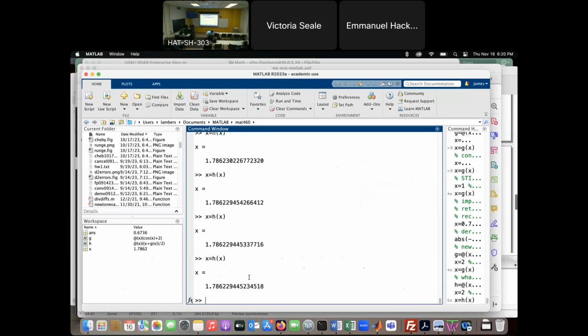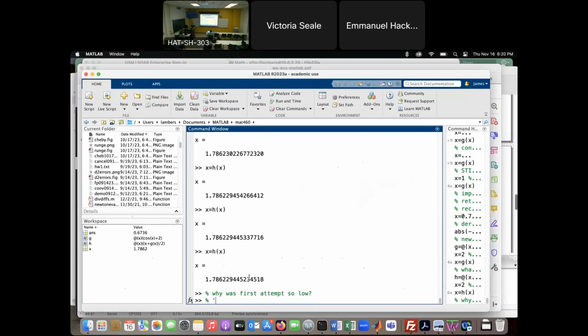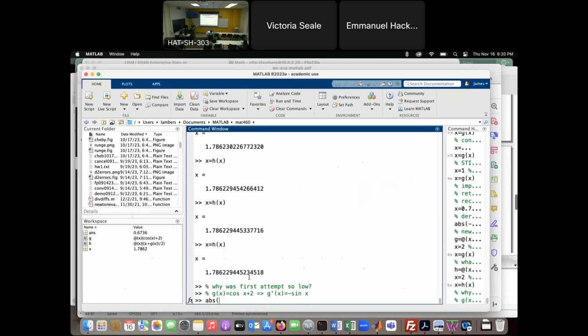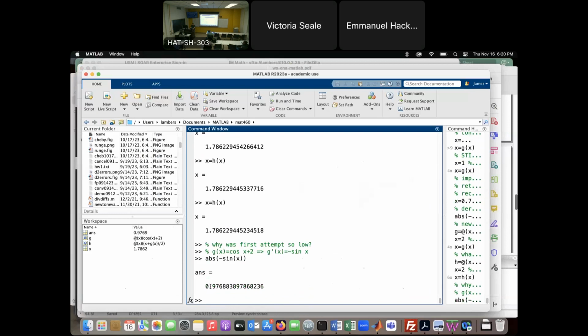Okay. It converged at 1.786. So if we look at why was the first attempt so slow? g of x is equal to cosine x plus 2, so g prime of x is equal to minus sine x. So I'll go ahead and evaluate the derivative. That's the value, and it's very close to 1. In fact, it's minus 1. Very close to minus 1. So that explains the bouncing back and forth.